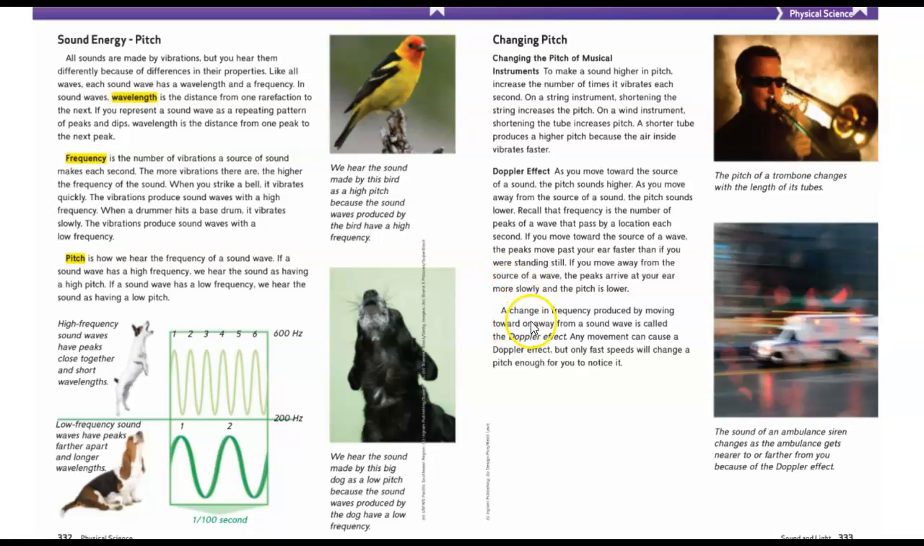A change in frequency produced by moving toward or away from a sound wave is called the Doppler effect. Any movement can cause a Doppler effect, but only fast speeds will change a pitch enough for you to notice it. So the sound of an ambulance siren changes as the ambulance gets near or farther from you because of the Doppler effect.